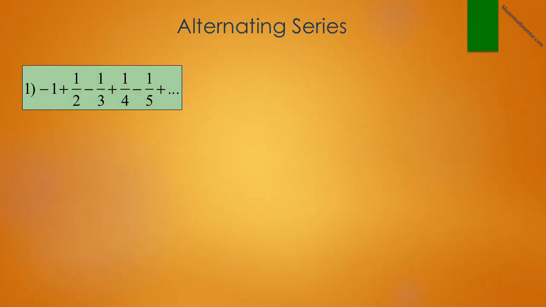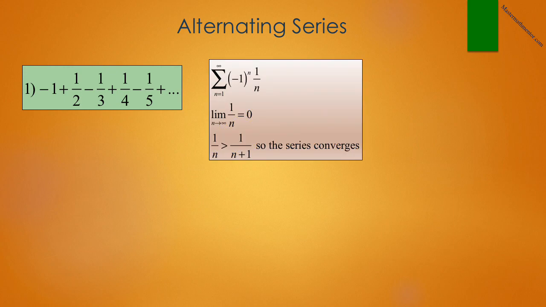In number 1, we're asked to find the possible convergence or divergence of the series negative 1 plus a half minus a third plus a fourth minus a fifth plus ... This is the alternating harmonic series. We first write our series using sigma notation. Summation n equals 1 to infinity of negative 1 to the n times 1 over n.